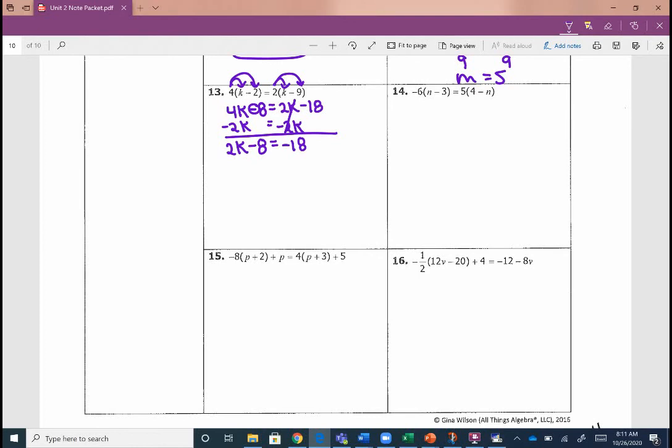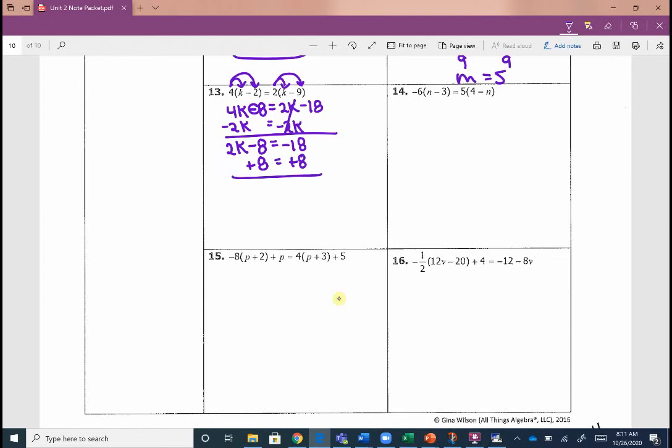Yep, that's fine. Now from there, all we have left is a two-step. We have to undo our subtraction before we undo our multiplication. So we're going to add our 8 to both sides.